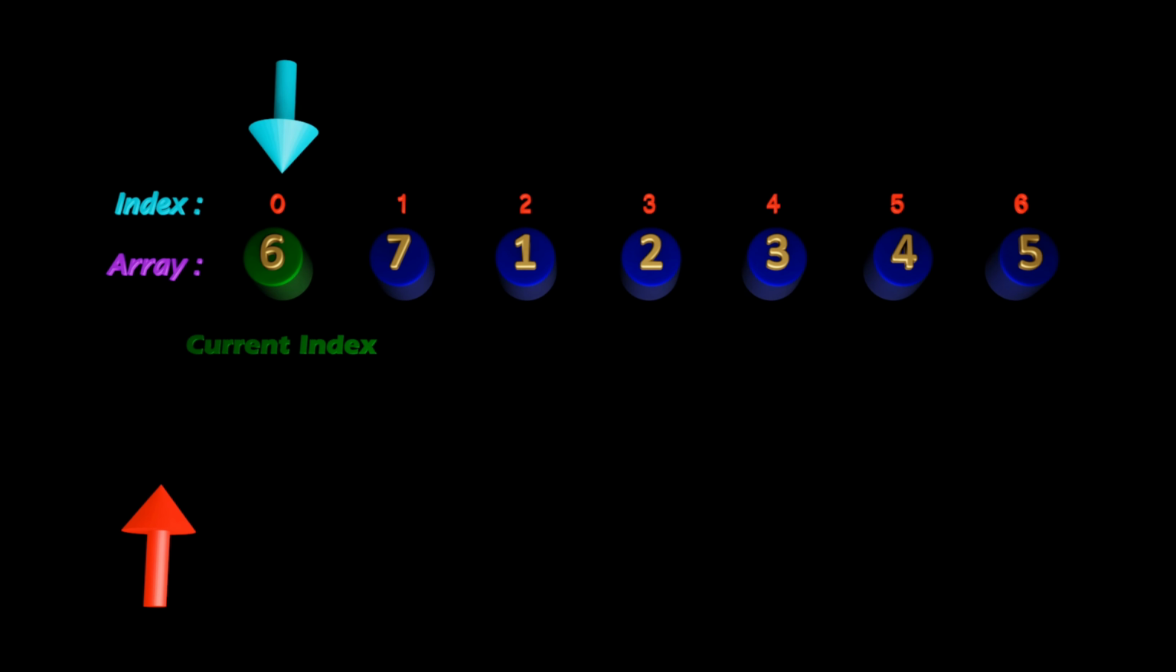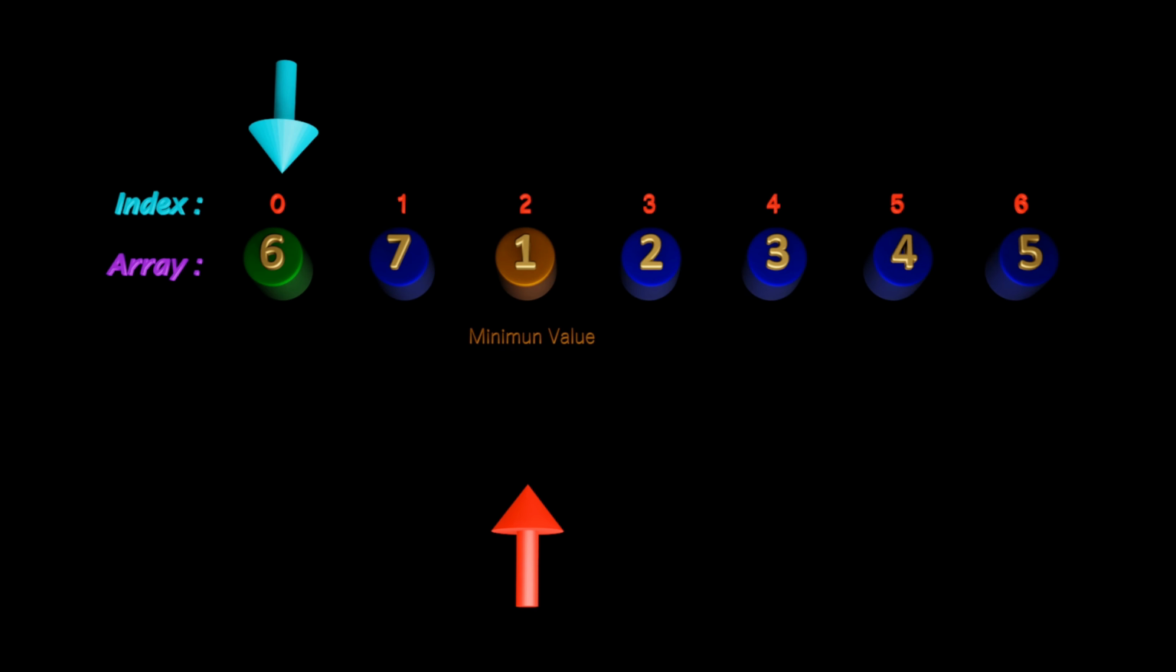Now let us select the first element in the unsorted array, of value 6. Now it is the current index, so the blue arrow points to it and it turns green. Now the red arrow points to the element at index 1, which is 7. By comparing both 6 and 7, the minimum value is 6, so it remains as the minimum value. Moving the red arrow forward by one index, we have index number 2 with value 1. By comparing both values, the minimum value is replaced with 1, so now the value 1 is marked as brown.